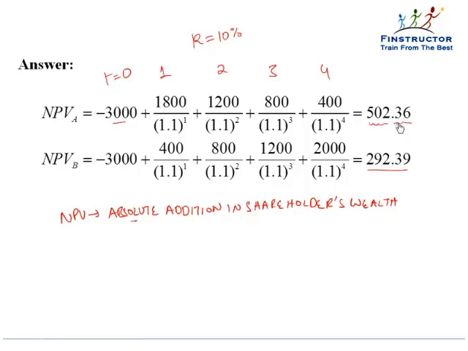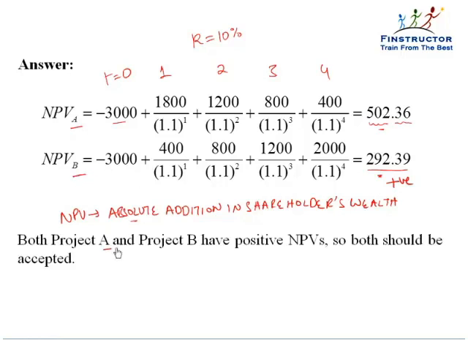So we see in this case that the NPV for both projects, project A as well as project B, are positive. That is, both projects are adding to shareholders' wealth. Hence, both of them should be accepted. So both project A and B have positive NPVs, so both should be accepted and executed by the company.